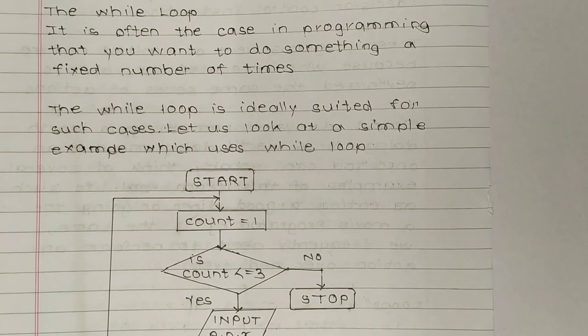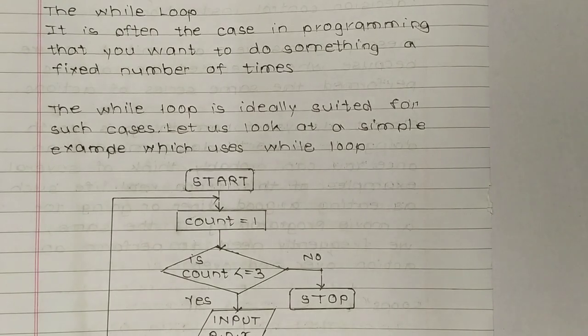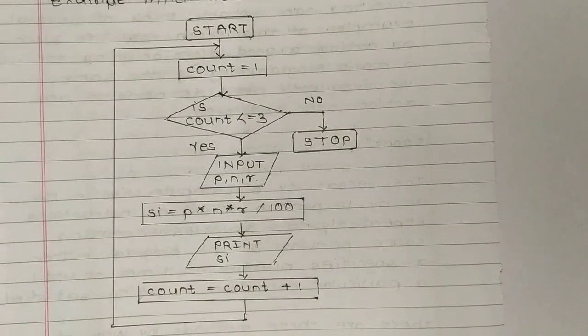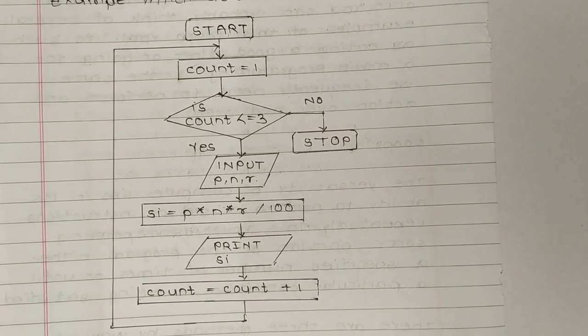Let us look at a simple example which uses a while loop. The while loop is ideally suited for such cases, meaning the while loop is used for repeating instructions. So we will see an example now. This is a flowchart for a while loop.